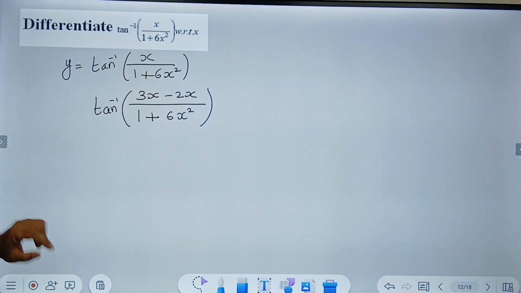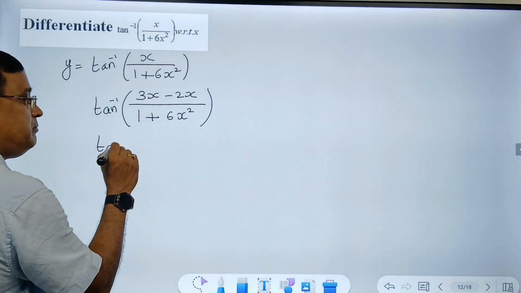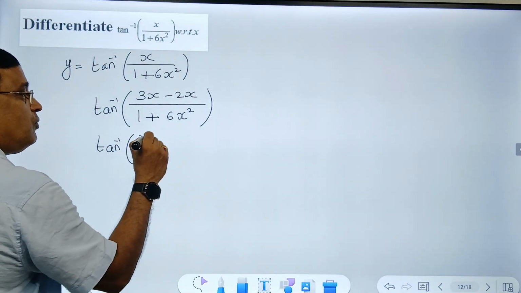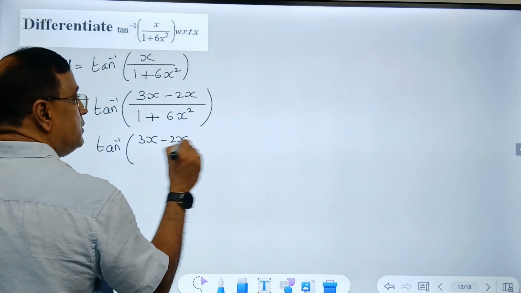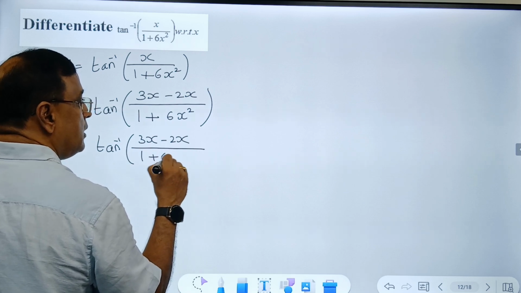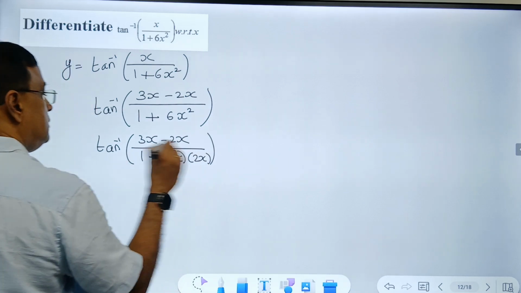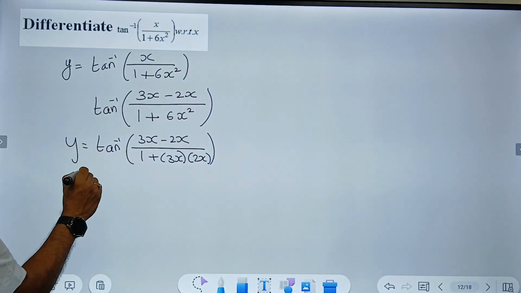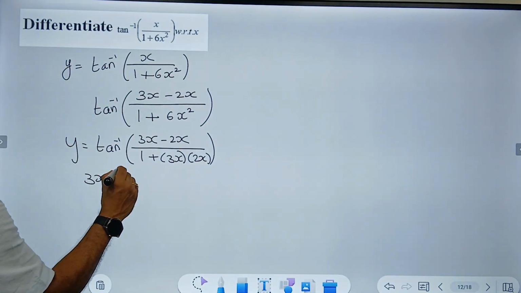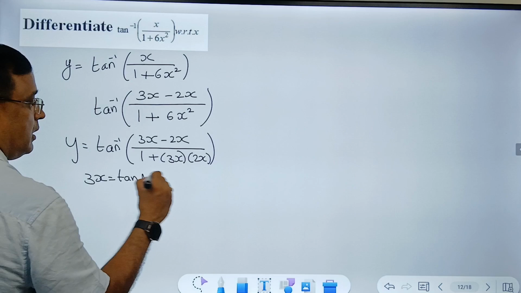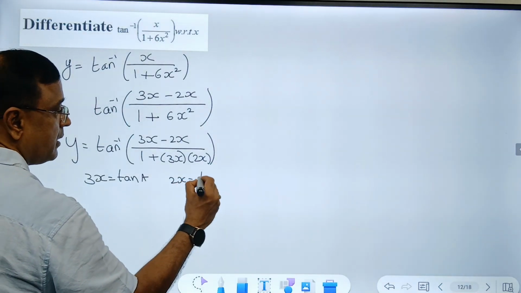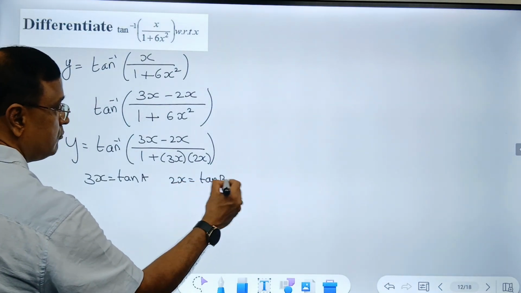3x minus 2x is x. At the same time, what happens to the denominator? The denominator will be 3x into 2x, correct? Now there is a pattern, okay? So I can put 3x as tan A, and I can put 2x as tan B.